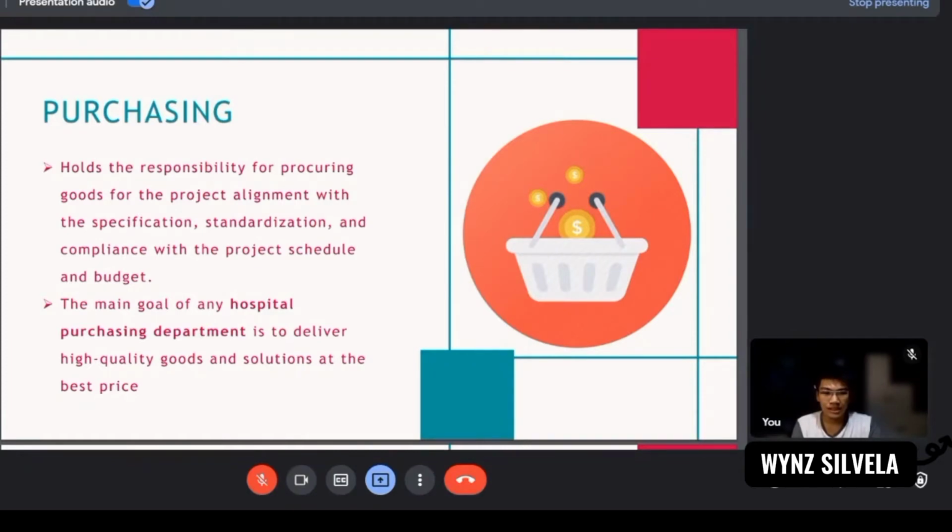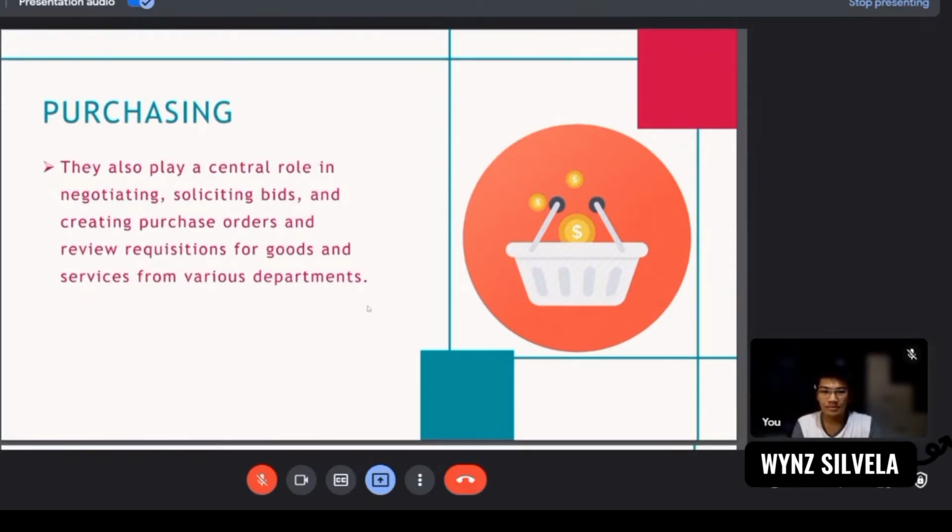Purchasing, as a word, is the purchase of the materials needed in the entire production process. The objective of this department is to maintain the flow of materials and services needed to operate the company and to keep investments and losses in inventory to a minimum. They also play a central role in negotiating, soliciting bids, and creating purchase orders and reviewing requisitions for goods and services from various departments.